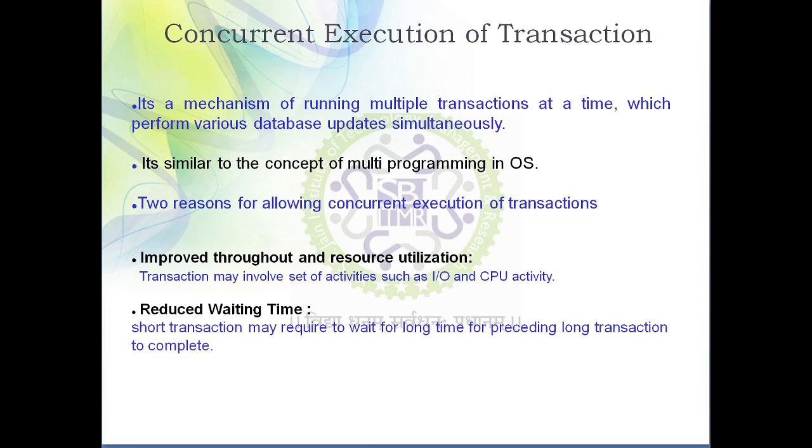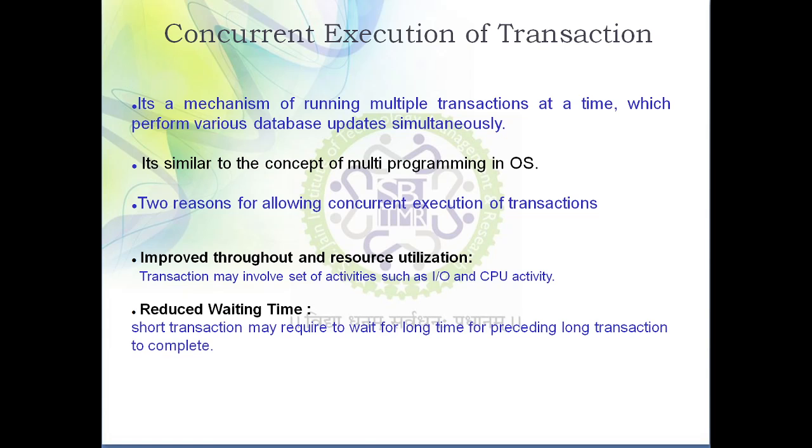If we use concurrent execution, the throughput can be improved, because more than one transaction can perform its task simultaneously, so n number of transactions can be executed at the same time. But in serial execution, only one transaction performs its execution at a time. So concurrent execution helps to improve throughput as well as the utilization of resources. This is the first reason why we should go for concurrent execution of transactions.